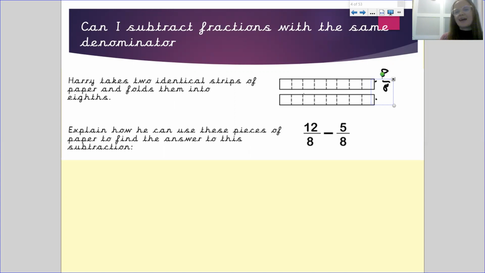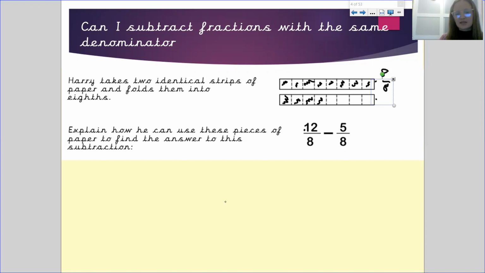We know that 8 over 8 is going to be if these were all colored in. So 1, 2, 3, 4, 5, 6, 7, 8. But we start with 12 over 8. So we've got these 8 and then we use another 4 from here. So 12 over 8 would be 8, 9, 10, 11, 12. So the colored in ones are actually showing us 12 over 8. And it is saying minus 5 over 8.